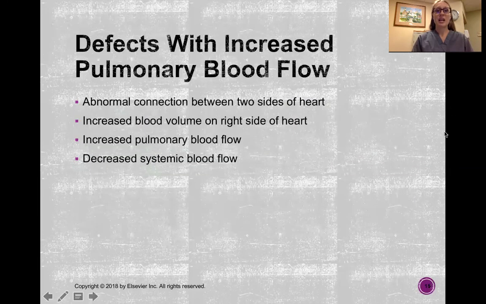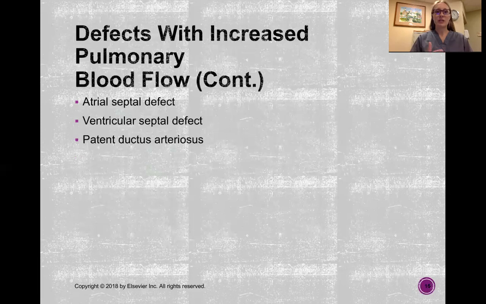So when we're looking at the defects with increased pulmonary blood flow, these are the causes here. There's an abnormal connection between the two sides of the heart. There's an increased blood volume on the right side of the heart. There's an increased pulmonary blood flow or decreased systemic blood flow. And then we're going to take a look and see what the actual abnormalities are. So you can see the list here of the abnormalities that are going to cause the increased pulmonary blood flow.